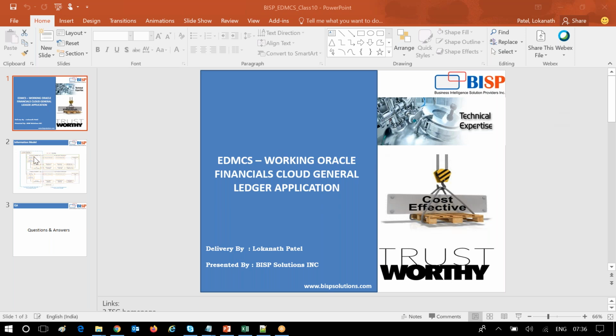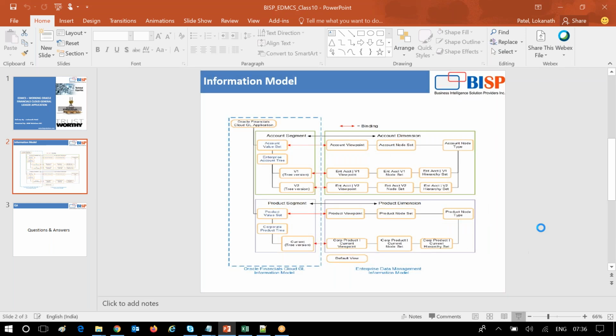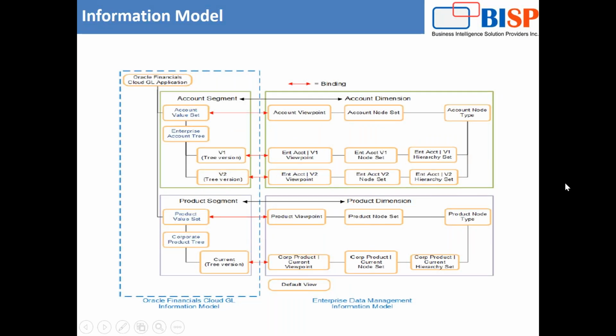Before starting, I'll give you a brief idea of how it stores the data in EDMCS. Here I placed an information model diagram. On my left side you can see the financial cloud general ledger application, and on the right side it is the EDMCS. In your GL application, you can see there are two segments: one is the account segment, another is the product segment.